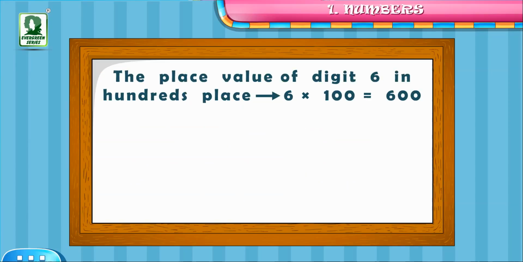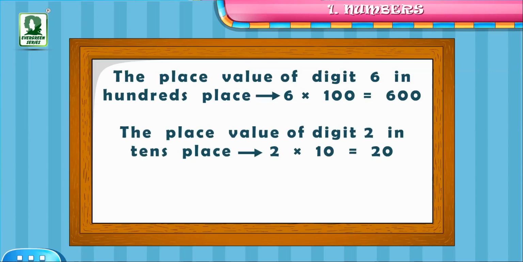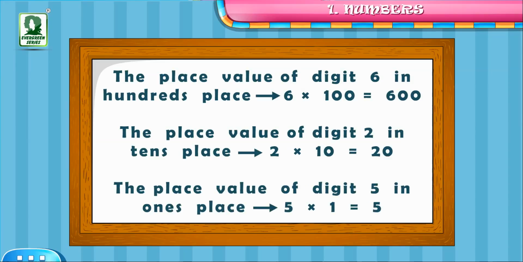The place value of digit 6 in hundreds place is 6 multiplied by 100 equals to 600. The place value of digit 2 in tens place is 2 multiplied by 10 equals to 20. The place value of digit 5 in ones place is 5 multiplied by 1 equals to 5.